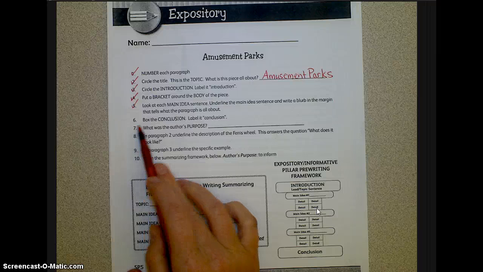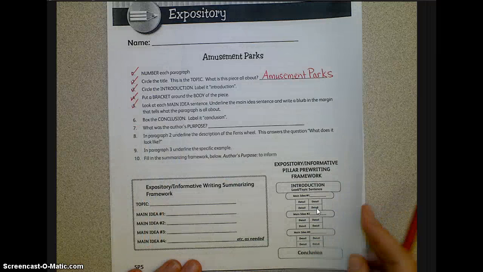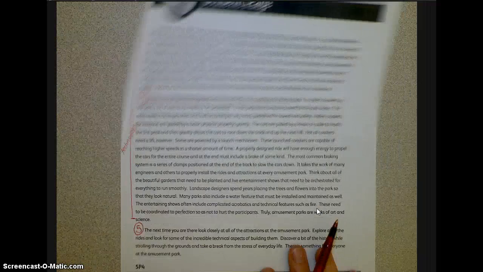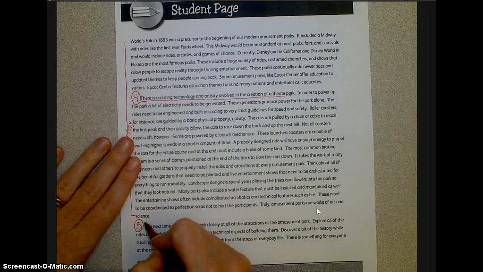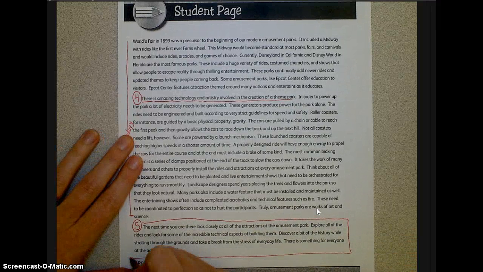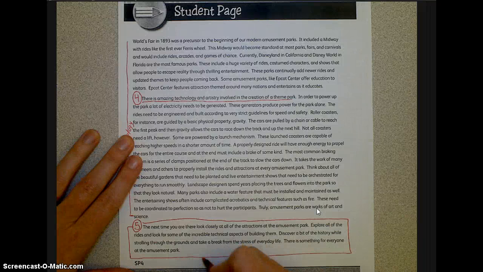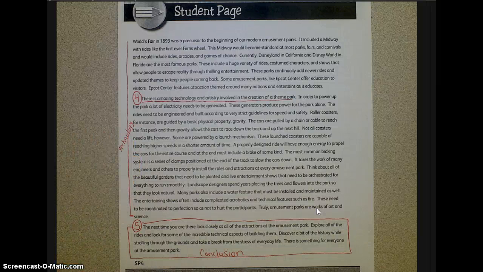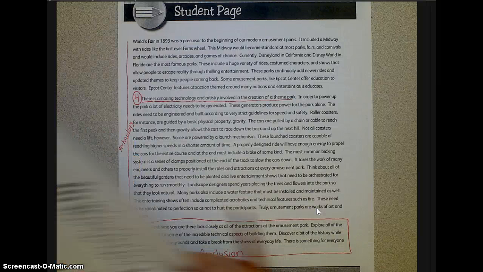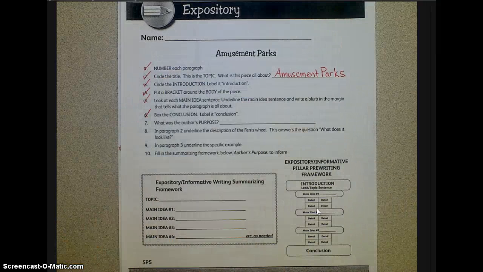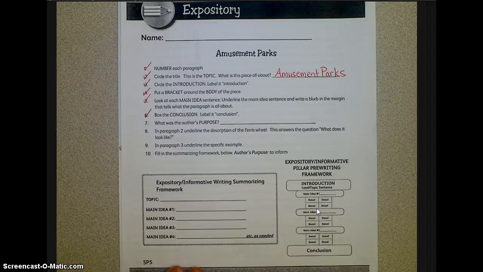Number 6 says, box the conclusion and label it conclusion. So the conclusion is when the article ends. So I'm putting a box around it. It doesn't have to be a beautiful box. Put a box and then go ahead and label it conclusion. Okay? And I can go back to my checklist and check it off. Box the conclusion, label it conclusion.